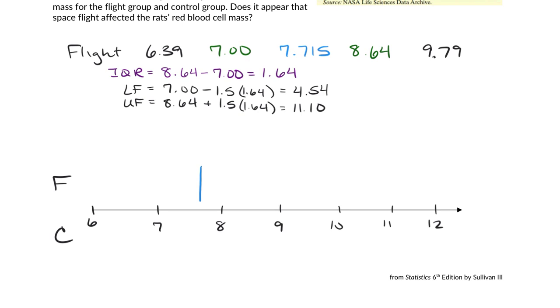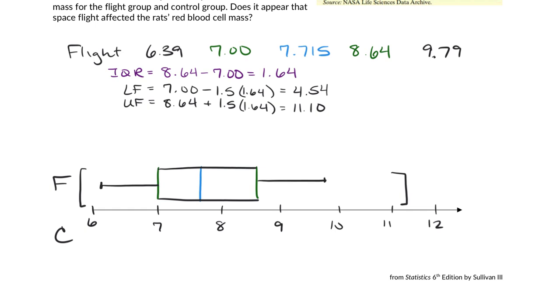That's our median number. Our quartile 1 is 7 flat, and our quartile 3 is 8.64. So we have our box. Our lower fence is 4 point something, so it goes off screen. And our upper fence is 11.10. But my lowest value on flight itself is 6.39, and the highest value is 9.79. So there are no outliers for this data.